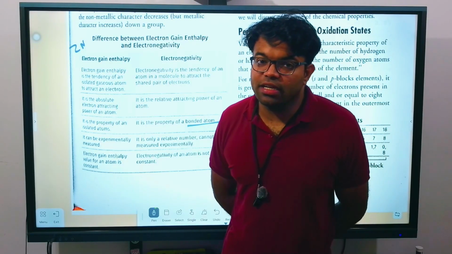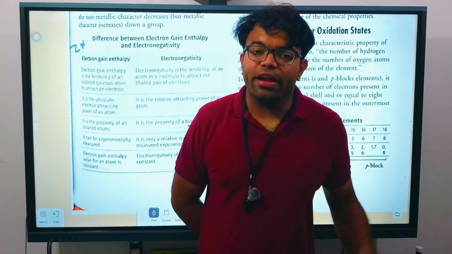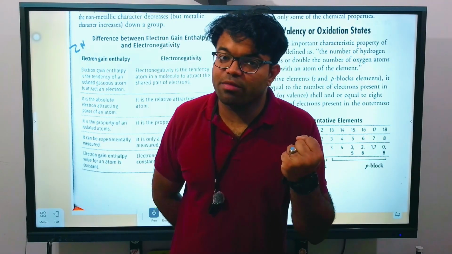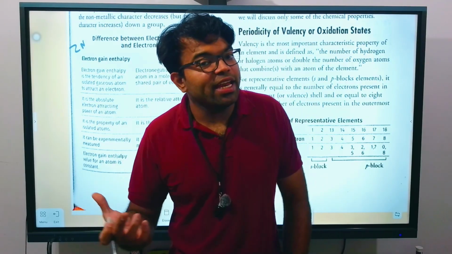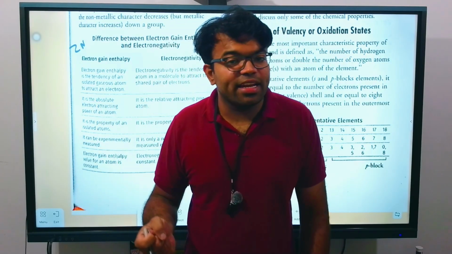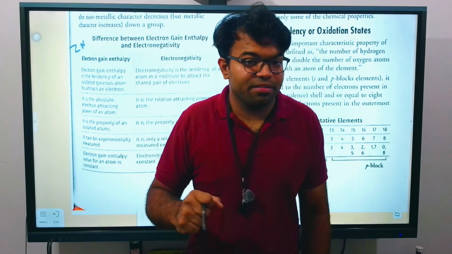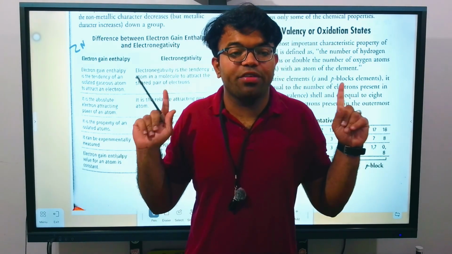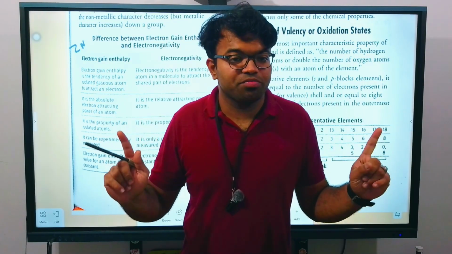So electronegativity is what? Electronegativity is the ability of an element to attract a shared pair of electrons when it is bonded together inside a molecule. Whereas electron gain enthalpy is the tendency of an atom to attract an electron when it is in its gaseous isolated state. Understood? This is the main difference between both of them. If you can learn how to write this, it will be best. Clear?